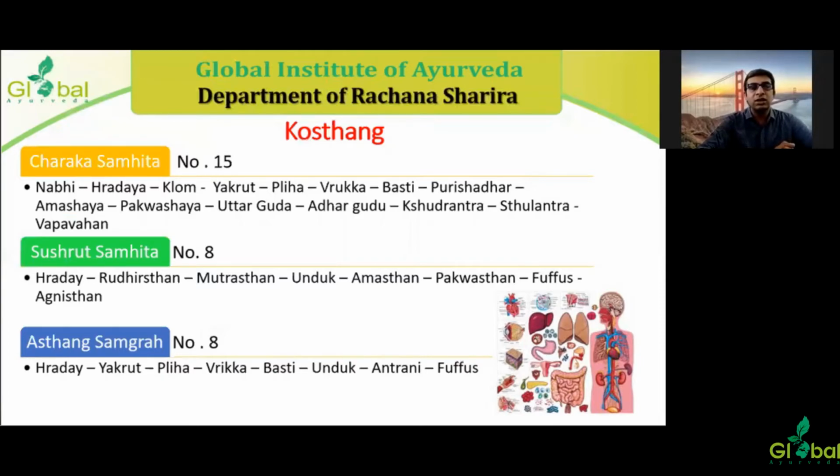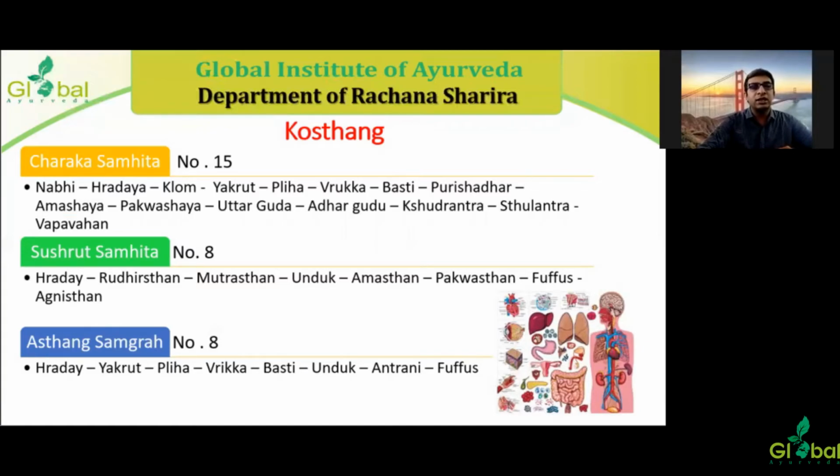Yakrit, that is the liver, pliha, spleen, vrikka, kidneys, basti, urinary bladder, purishadhara, that is the sigmoid colon, amashaya, stomach, pakvashaya, that is the small intestine and from the cecum to the descending colon of the large intestine, uttaraguda, that is a part of the sigmoid colon or descending colon, adharaguda, that is the rectum, kshudrantra, that is the small intestine, sthulantra, that is the large intestine, and vapavahana, that is the omentum.